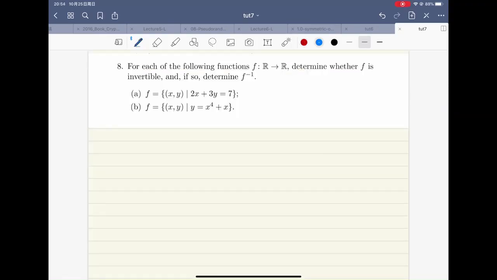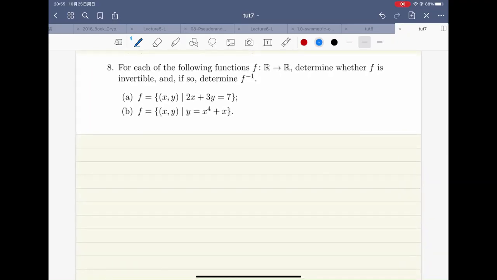In question 8, we talk about something called an inverse function. First, if you want to find the inverse of a function, you have to check if the function is one-to-one first. The question 8 asks, for each of the following functions f that maps from real numbers to real numbers, determine whether f is invertible, and if so, determine the inverse of function f.